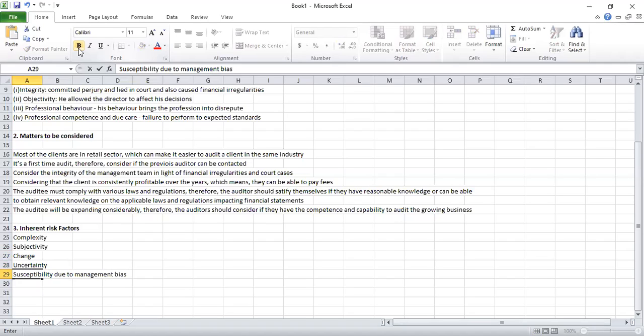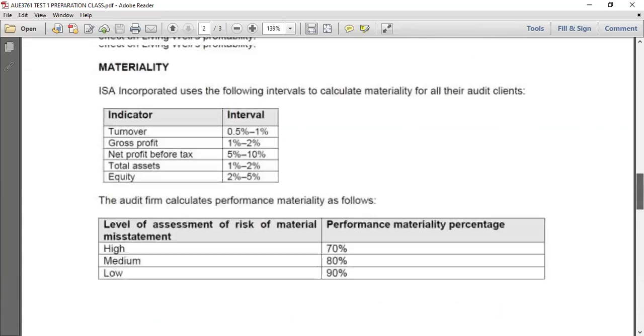For example, the bonus: the management are given a bonus based on profit, so they can be motivated to manipulate the financial statements so that they can get a high income, a high profit, so that they can get a good bonus. Right. So in this question, let me just point to the things that you could quickly look at.